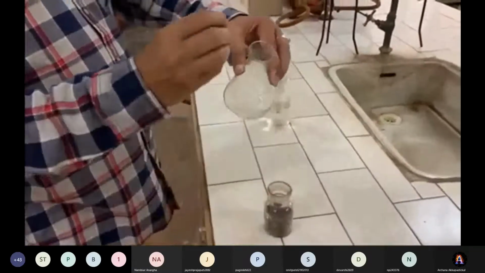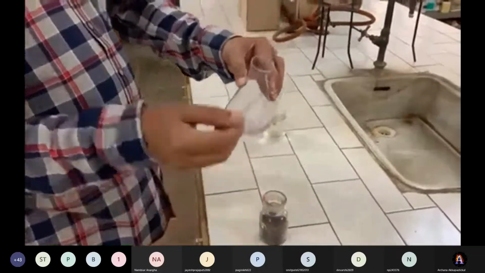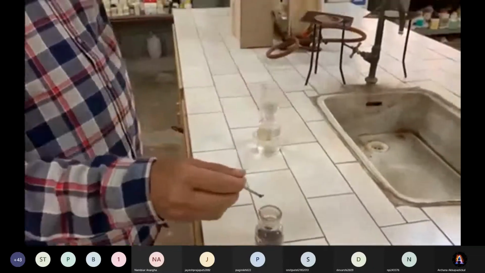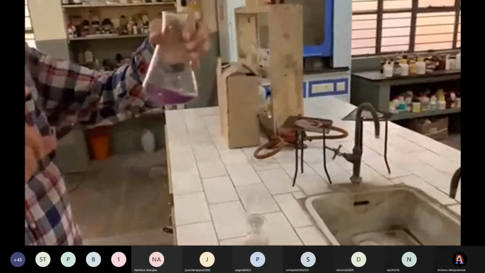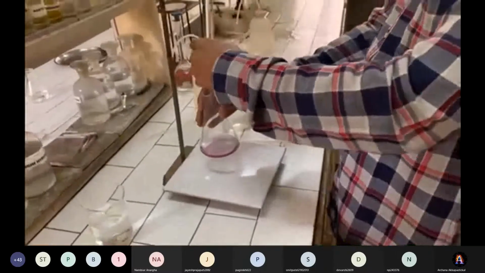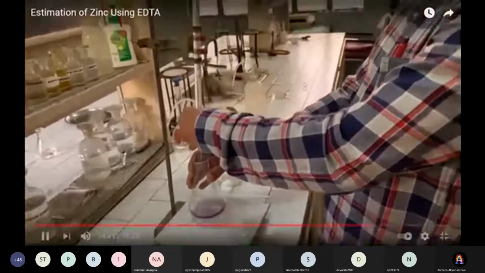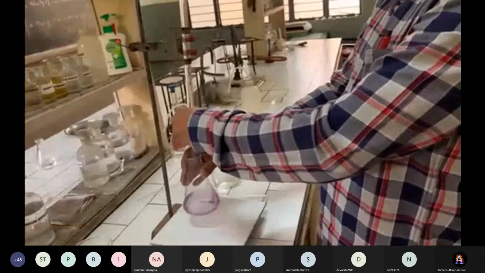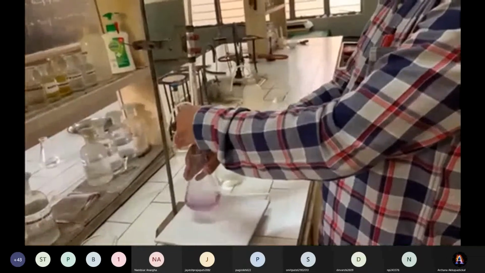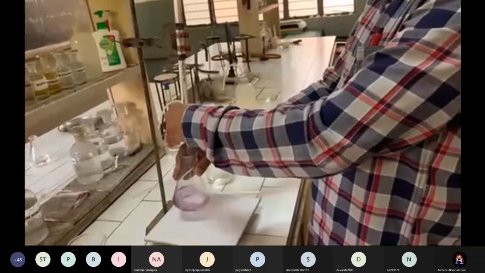Okay, then I am going to add indicator, a few crystals, so that the color of the solution turns wine red, not very dark, not very light, somewhere in between. Now I can do the titration similar to how I did in the first one. So I will start adding it into this solution, and you know what the end point is? The wine red should change to blue.